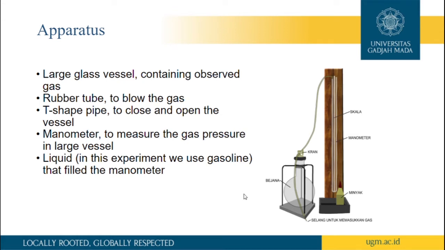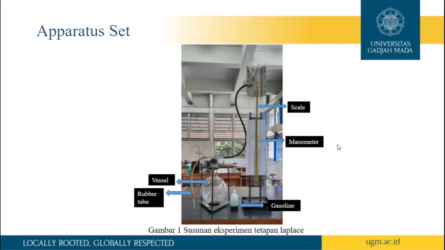The apparatus that we have in these experiments are first the large glass vessel containing the observed gas, the rubber tube to blow the gas, the T-shaped pipe to close and open the vessel, the manometer to measure the gas pressure in the large vessel, and the liquid. In this experiment we use gasoline to fill the manometer. The set of the apparatus is shown in figure number 1, and on screen it looks like this.